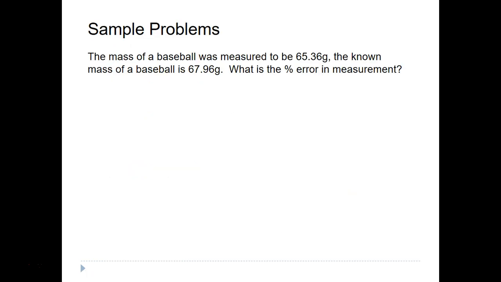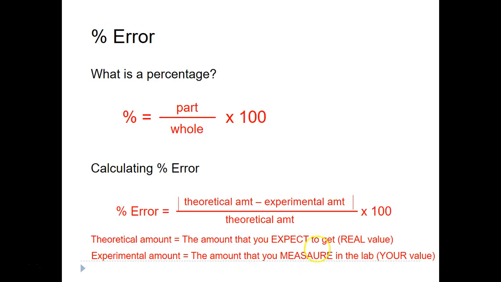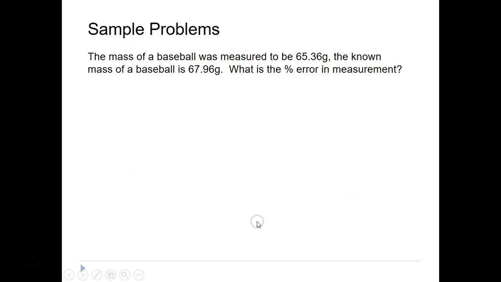So let's look at a sample. It says the mass of a baseball was measured to be 65.36 grams. The known mass of the baseball is 67.96. So what's the percent error? So the key here is to determine what is theoretical and what is experimental. If you look at this equation, since it's an absolute value in the numerator, you can flip-flop those numbers and you're still going to come out with the same answer. But you have to put the theoretical amount in the denominator to get the correct answer.